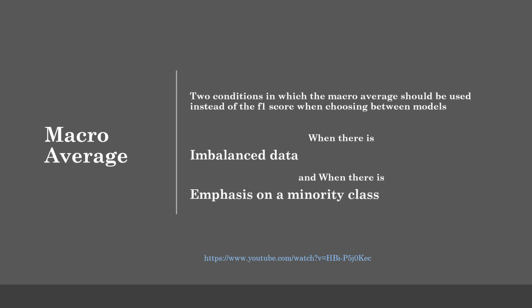It's just going to be a quick coverage of the macro average. There are 2 co-conditions in which the macro average should be used instead of the overall accuracy when choosing between models. Those include when the data is highly imbalanced and when there is an emphasis on one or more underrepresented classes.